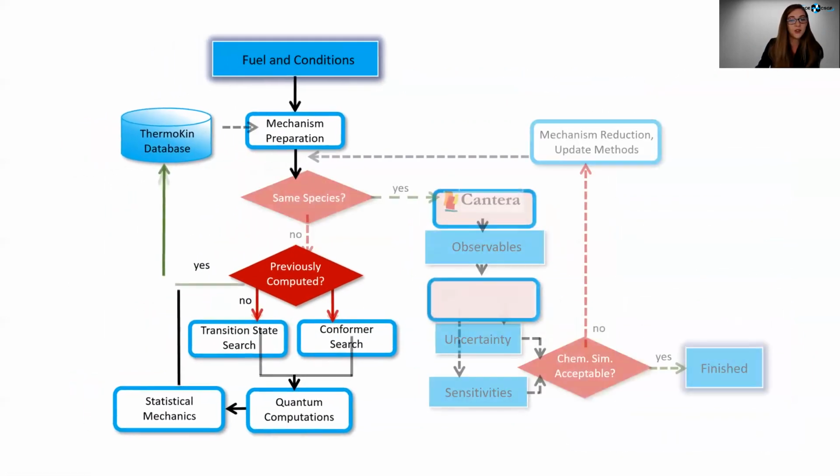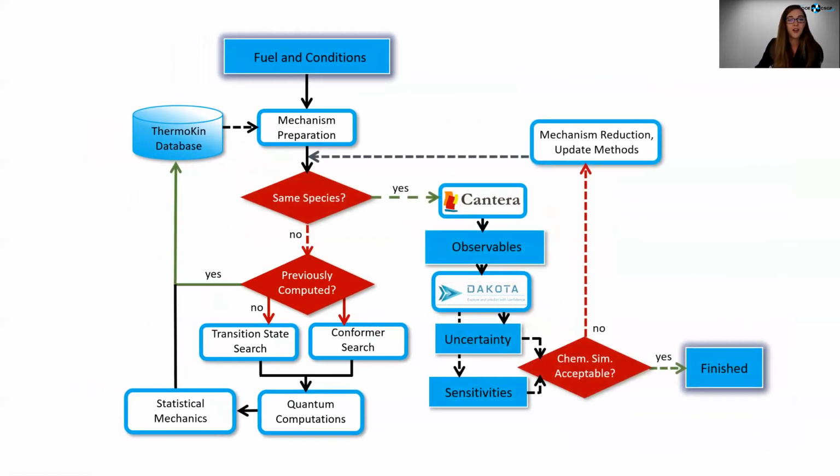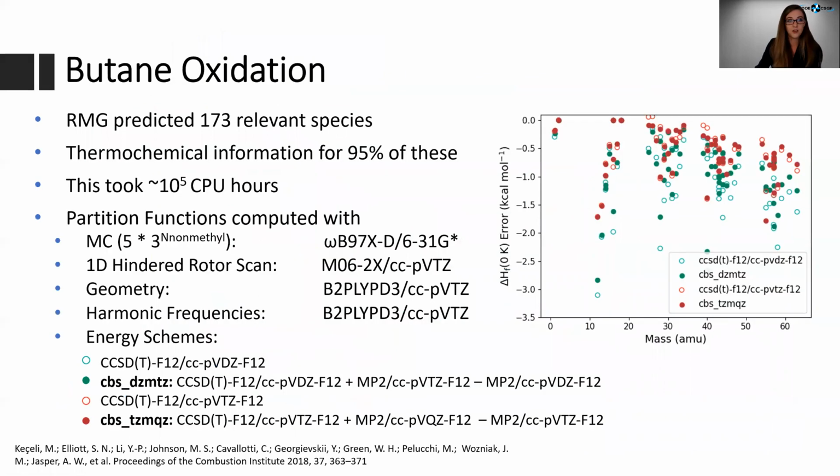But yeah, so that's the overview of the program, and we've refactored it since my first practicum now. But before we refactored it, our first demonstration was with butane oxidation. Back then it was called PATChem. But for butane oxidation, there were 173 relevant species that the mechanism generator predicted. And we were able to produce thermochemical information for 95% of those in 100,000 CPU hours. So with the nodes we were using, that was about 2 weeks of our time. So we were really excited that we were able to get data for that many species.